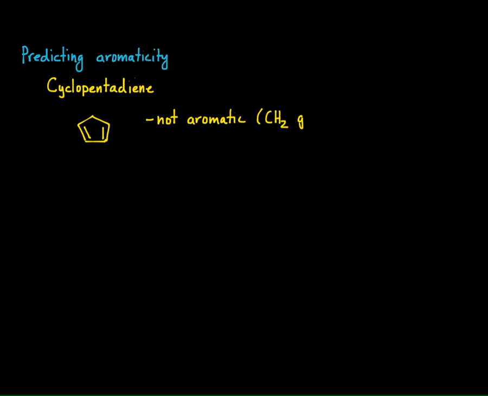So how can we predict aromaticity? This is one of the things that chemists really sometimes love to do, right? We love to take a molecule and say, well, if it only had this feature, maybe it would be aromatic. And one of those types of molecules happens to be cyclopentadiene. If we look at the structure of cyclopentadiene, we see that it's cyclic. It's obviously not aromatic, right, because it has an sp3 hybridized carbon. So right away we know it's not aromatic, because of the CH2 group.